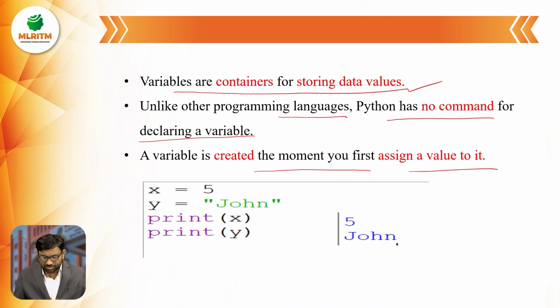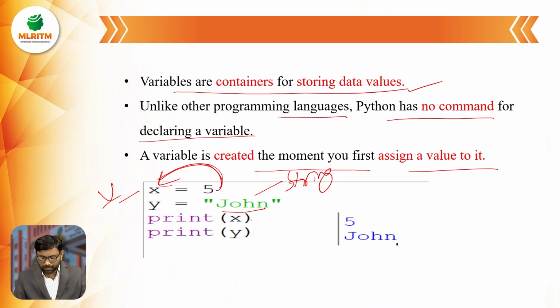For example, if you see here, 5 is assigned to x. Here x is a variable. 5 is data, and this data is assigned to the variable. y is John. John is a string. The string is assigned to y.